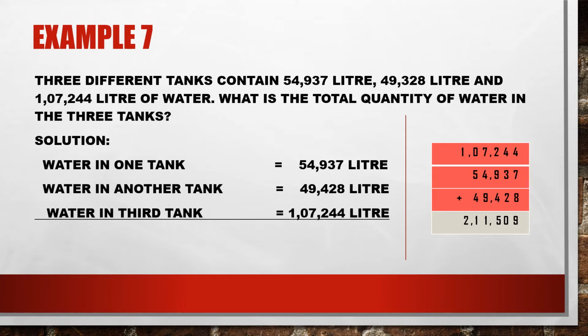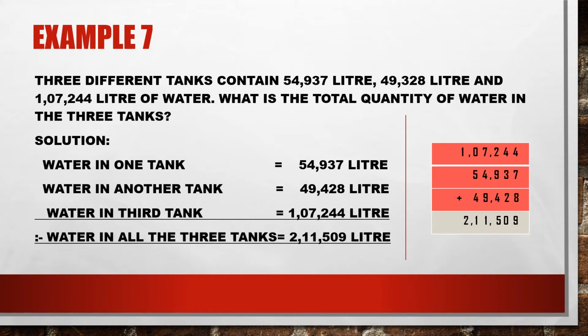Next, children, you should draw a table, a solution box, where you enter all these numbers in that box and add them. So, I have written the larger number above, like 1,07,244. Next, I have written 54,937. Next, I have written 49,428. I have written this because it will be easy for addition of the numbers. So, next, what is the answer we get? You should write therefore, water in all the three tanks equals to 2,11,509 litre. So, we have found the total quantity of water in the three tanks by addition.